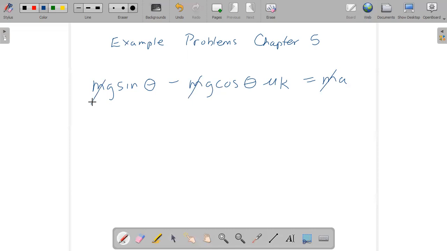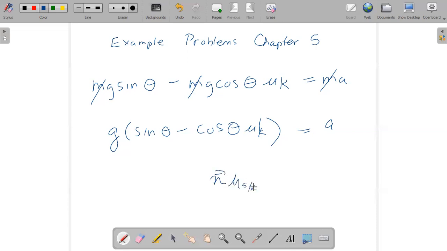Let's see, is that our answer? Oh, they took g out. G times sine theta minus cos theta mu k, okay, mu subscript k, equals acceleration. Yeah, friction is the normal force times the coefficient of either static or kinetic friction. Static if it's not moving, kinetic if it is moving.